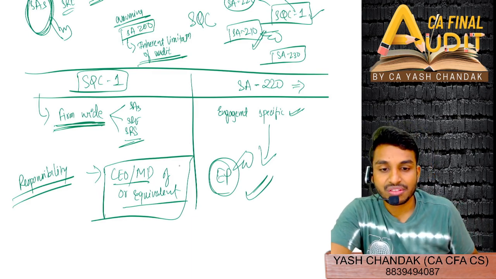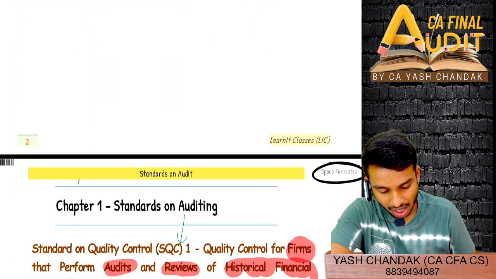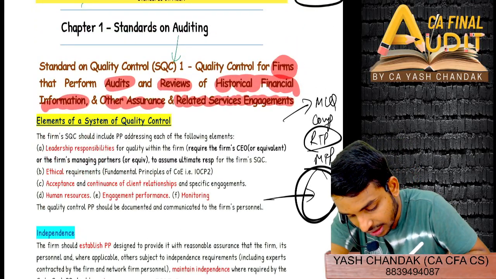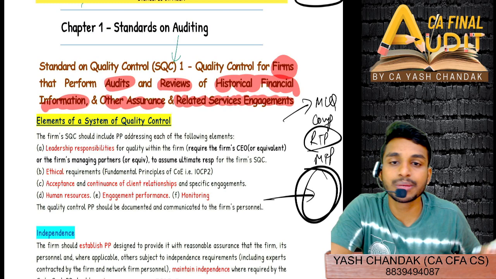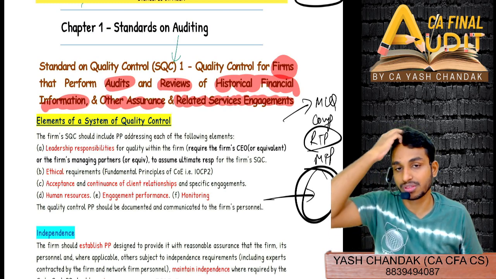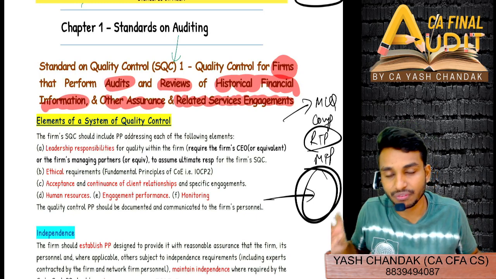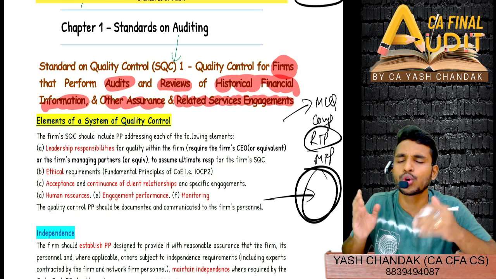So let's then start with our main standard, SQC 1. A very, very important standard. In almost all the attempts, you will find one question from SQC 1. Keep other standards aside, you will find at least 3 to 4 questions, and one question you will find from SQC 1, more or less.